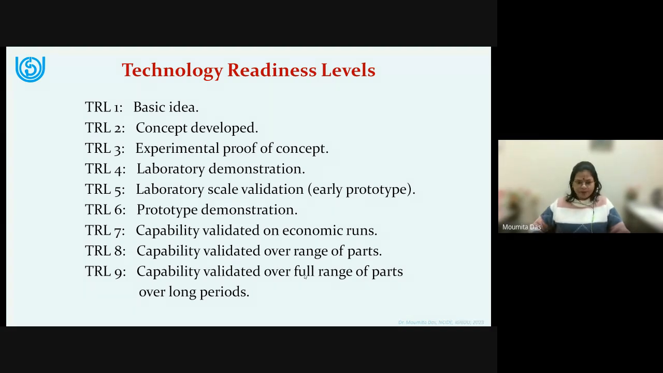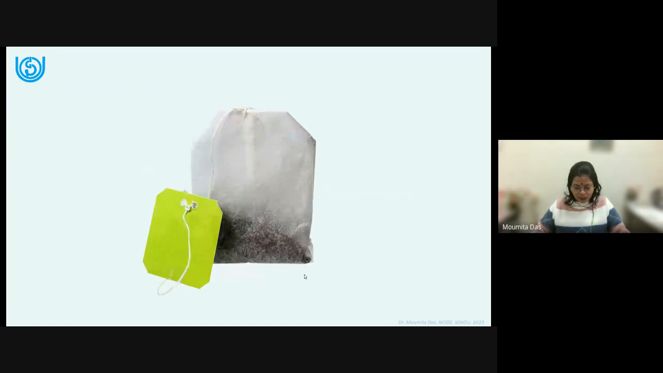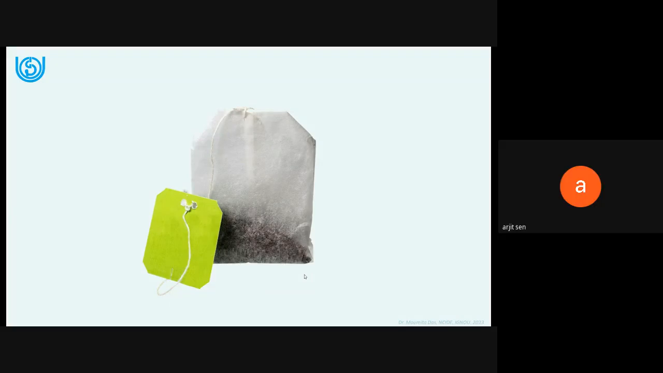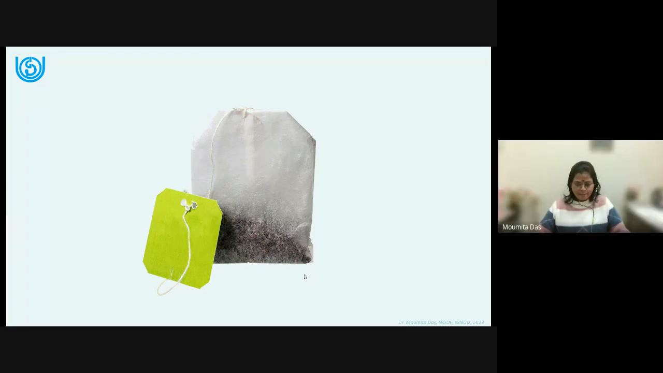Here, I have taken an example to help you better understand the concept of technology readiness levels vis-a-vis the different stages of the maturity of a technology. So can anyone say what this is? Tea bag, madam. Tea bag. Oh. Can you say something more about this tea bag?